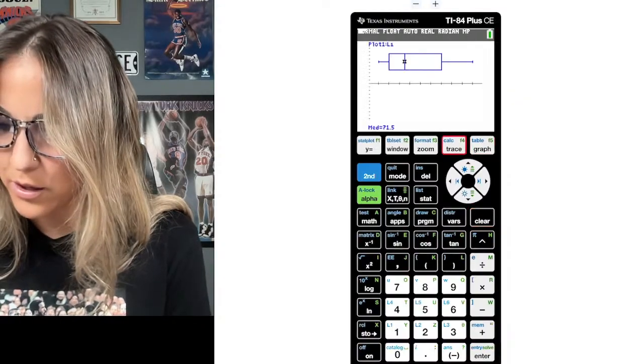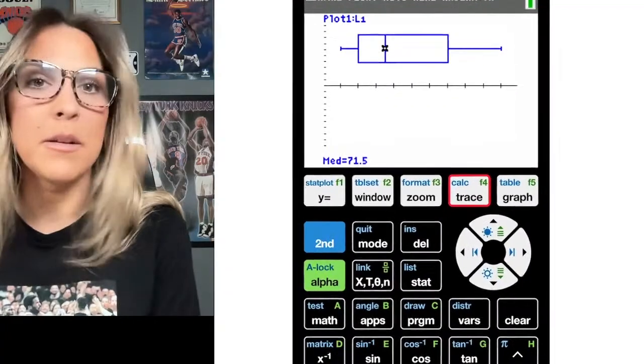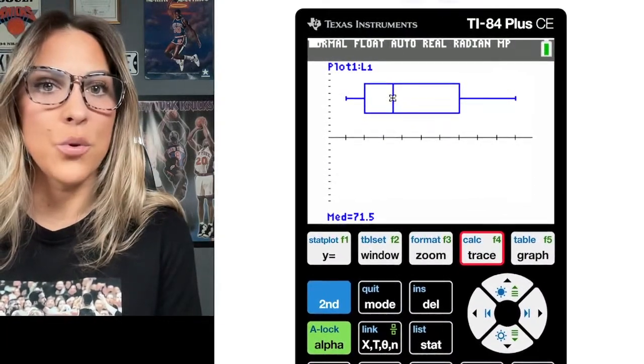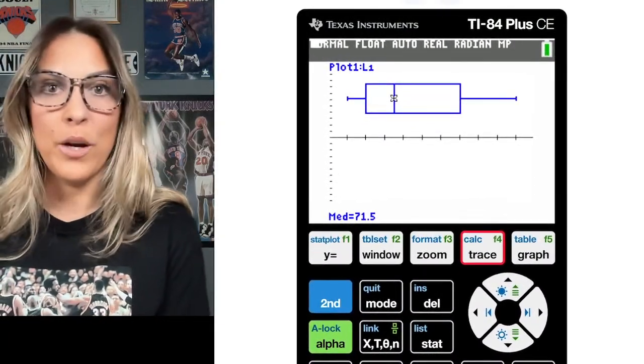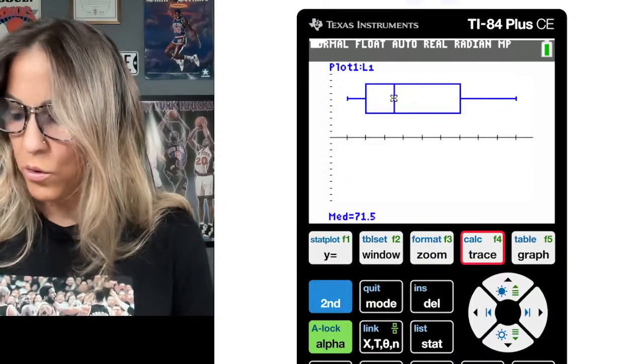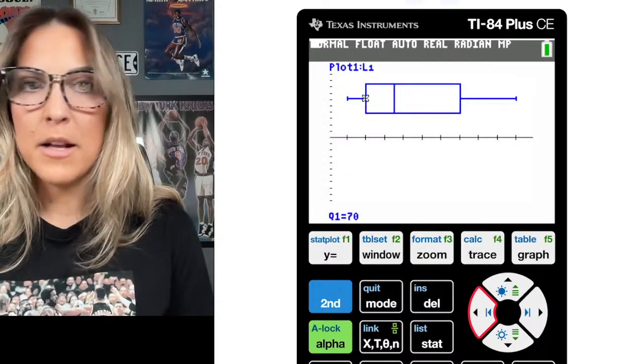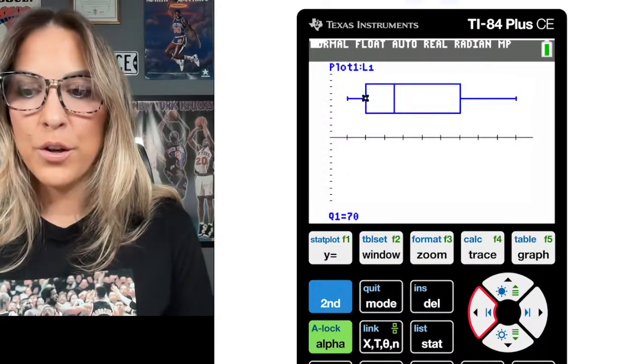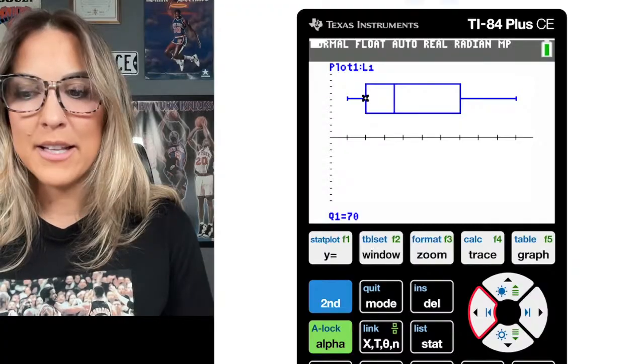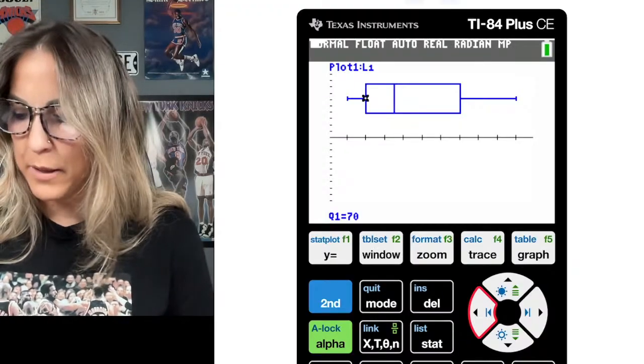Okay, trace. Just want to zoom in on this to make sure you can see. So see on the bottom left, it shows me that my median is 71.5. And I'm going to scroll left to show you the other values. So Q1 is 70. So if I look at the box plots that are in my answer choices, I'm looking for the one that has the box beginning at 70. That's all of them, so that doesn't help me eliminate anything.